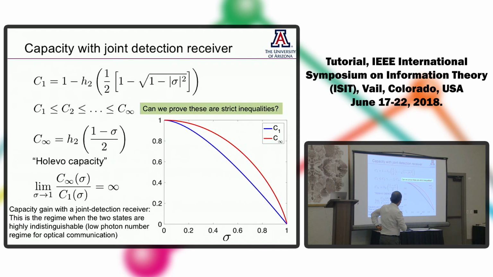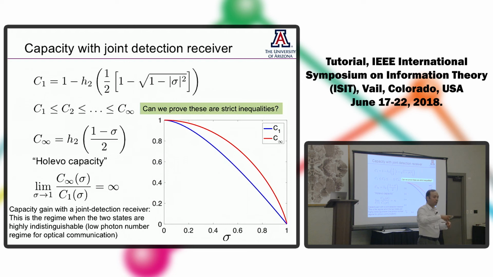Now, if you plot this C infinity as a function of sigma, sigma is an inner product, so it has to be between 0 and 1. This is C1 and that's C infinity. So we don't know if these are strict inequalities, if C2 is strictly bigger than C1 or not. Obviously, C1 is smaller than C infinity strictly. And interestingly, the ratio between C infinity and C1 in the limit that sigma goes to 1 over here goes to infinity. Okay, so there's an infinite separation between C infinity and C1 in terms of ratio.